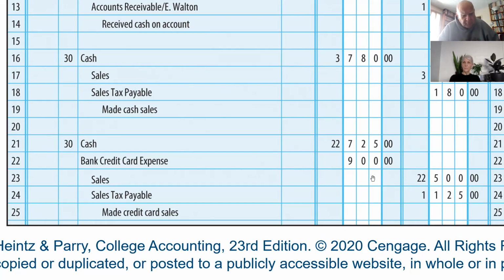What was the item we sold? Well, we sold a $22,500 piece of jewelry. That's the merchandise. That's the sale. There was sales tax involved of that amount. And in the problem, remember they said the bank credit card expense was 900.